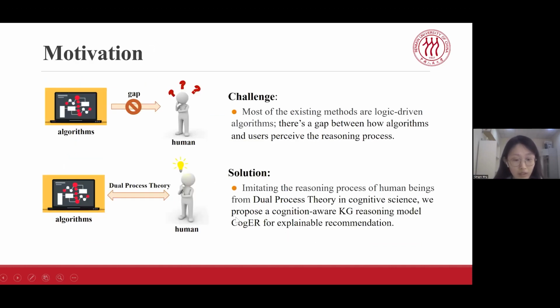In the past years, lots of knowledge-aware methods have been proposed for explainable recommendations. The problem of these methods is that most of them are logic-driven, and there's a gap between how algorithms and humans perceive the reasoning process. To deal with this, in this paper, we get inspiration from dual process theory in cognitive science. To imitate the reasoning process of human beings, we propose a knowledge graph reasoning model, COGR, for explainable recommendations.